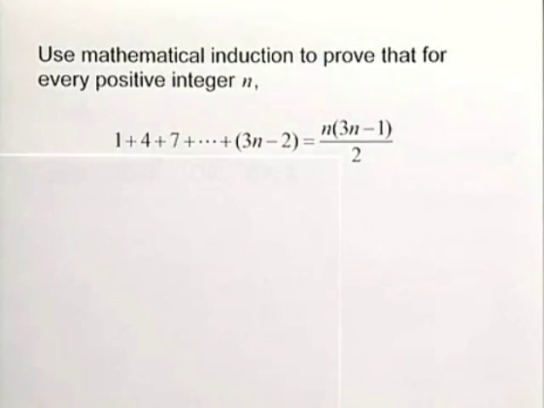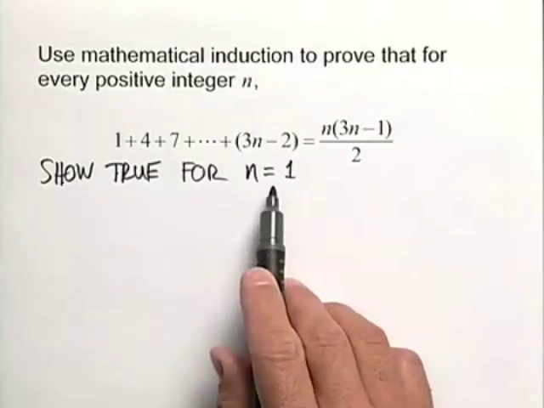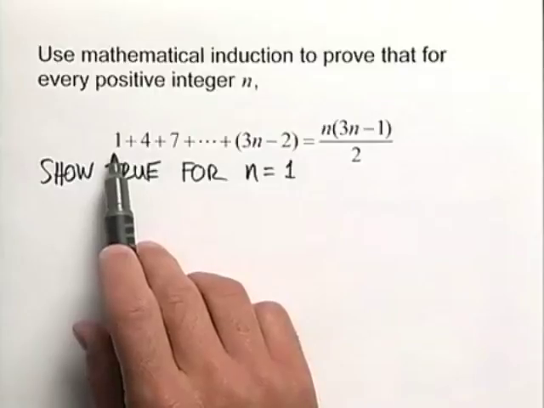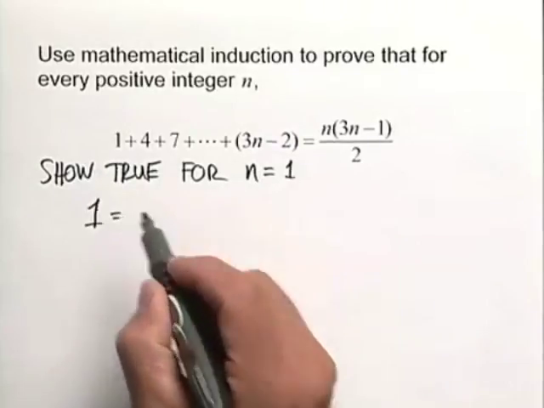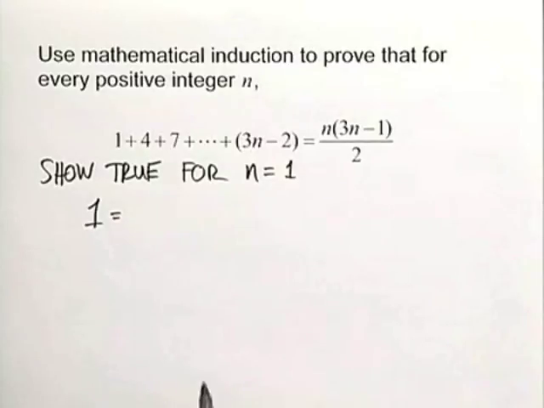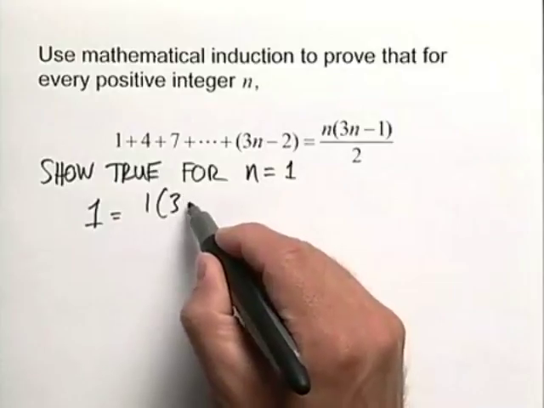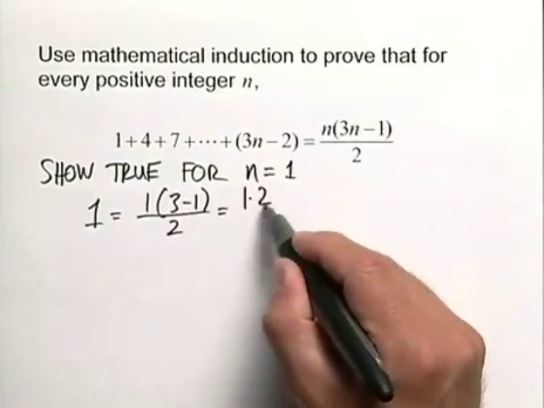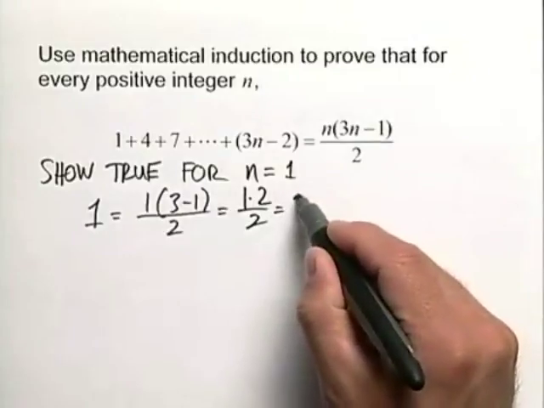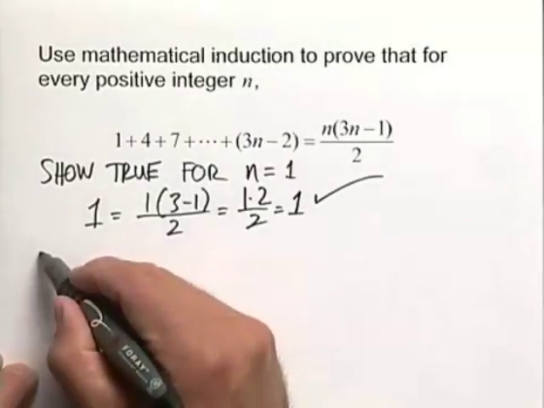All right, the first thing we need to show is that this formula is true for n equals 1. We know that our first term is 1, or if we plugged in a 1 here, 3 minus 2 gives us, in fact, 1. Now we've got to show that the right-hand side equals 1 by plugging in a 1 for n. So 3 times 1 is 3, minus 1, all over 2. So from this we have 1 times 2 over 2, which certainly equals 1. And that's the first step in mathematical induction. We have to show it true for n equals 1.